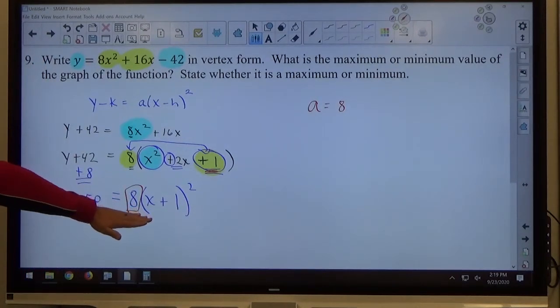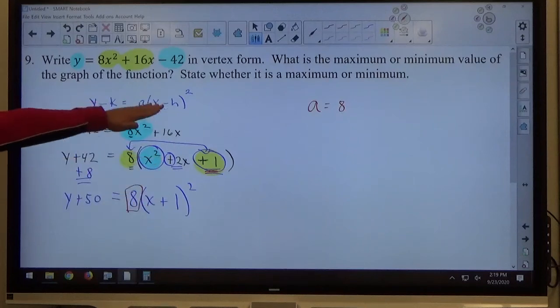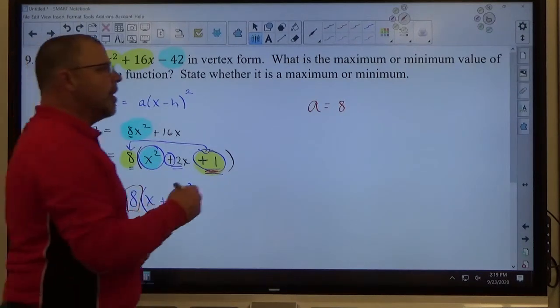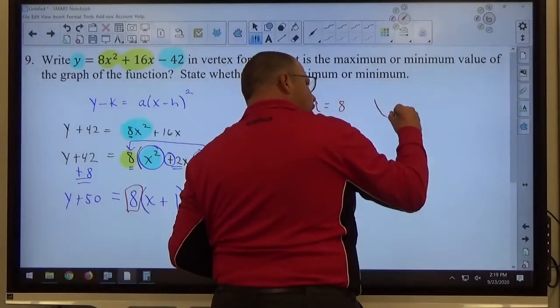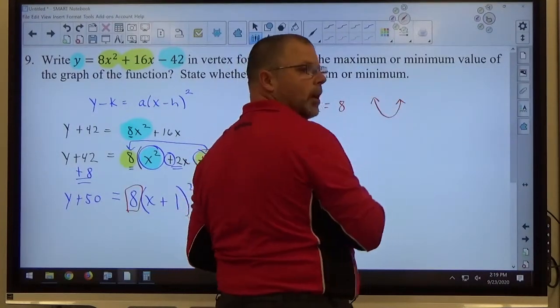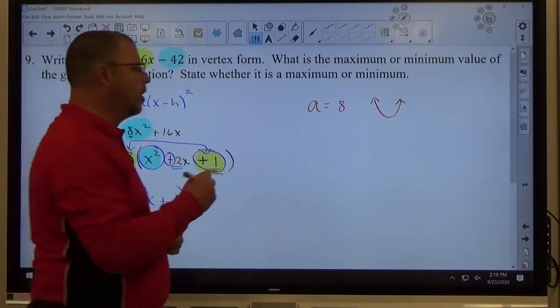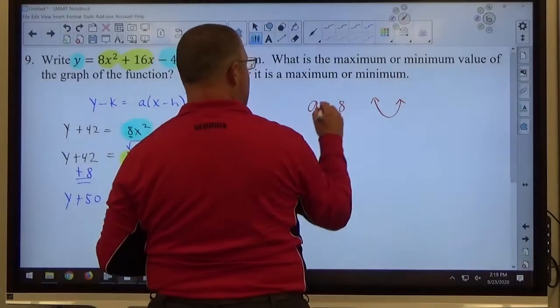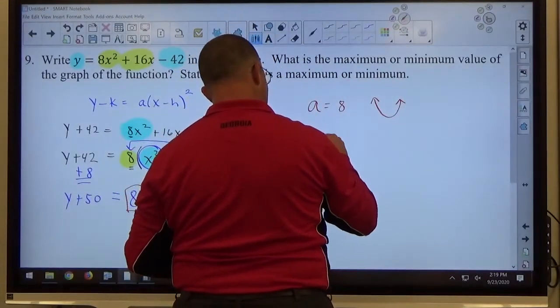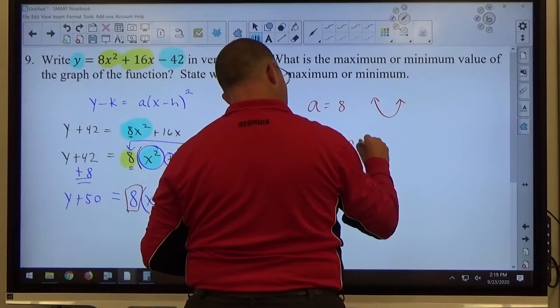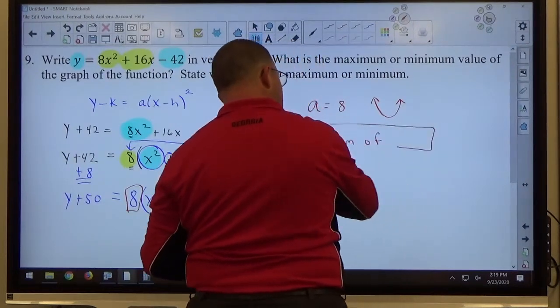So, A is equal to 8 because A is the number in front of the parentheses. And if A is 8, the parabola created is going to turn upward, right? And an upward turning parabola has a minimum or a maximum? Minimum. It's got a lowest point, right? So it says state whether it's minimum or maximum. It's a minimum. And then we just need the number.